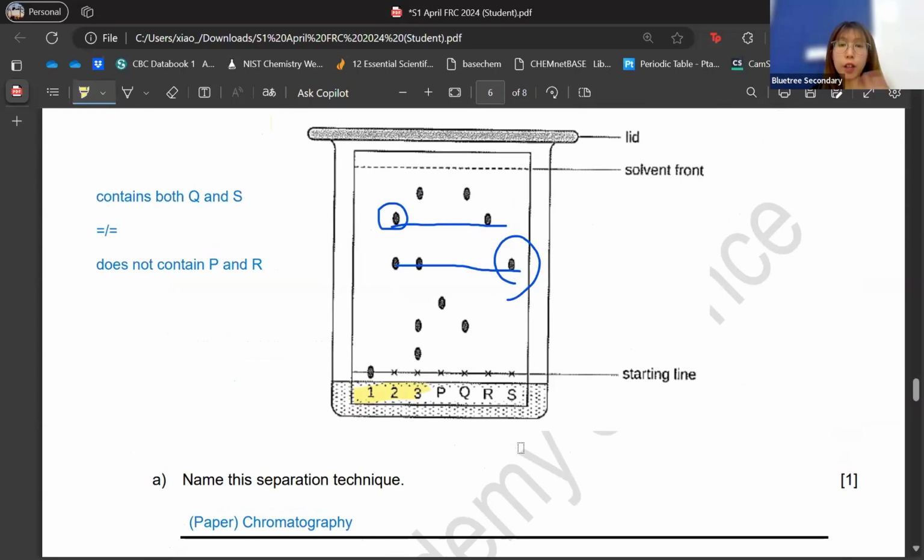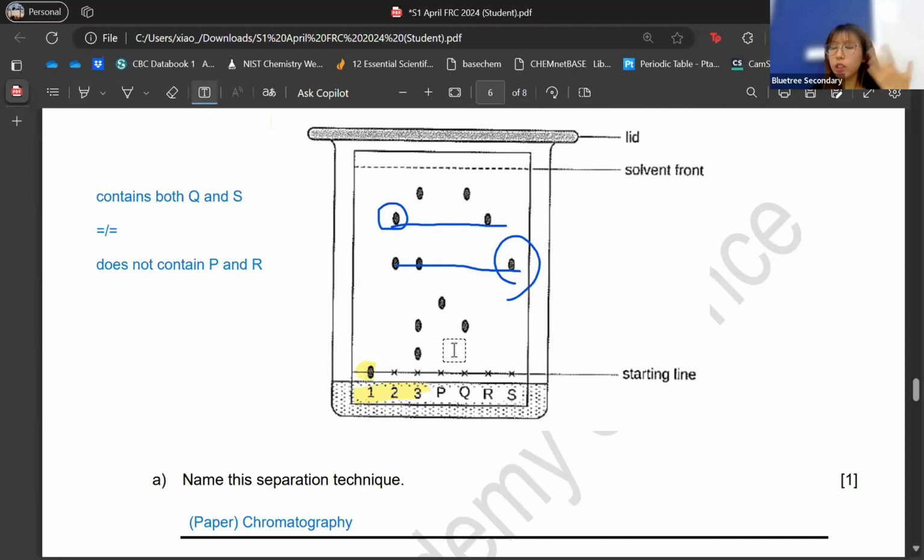Now if I use ethanol given by the question, I notice that the spot of sample 1 remained on the starting line. It didn't travel at all. So if the spot of 1 didn't travel at all, what does it tell us about sample 1? It is very clear. Sample 1 is insoluble in ethanol.